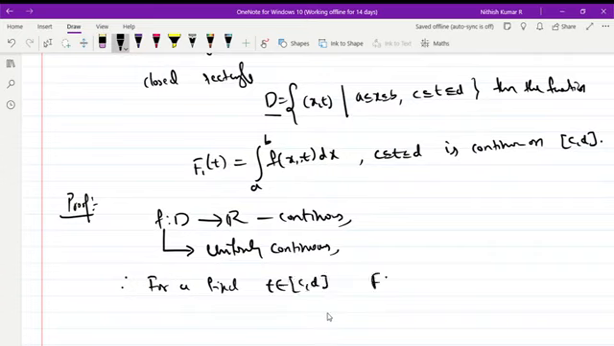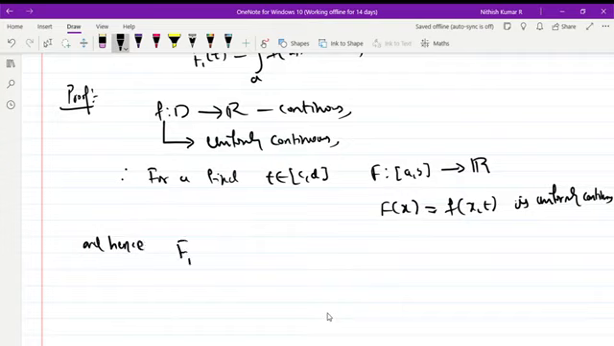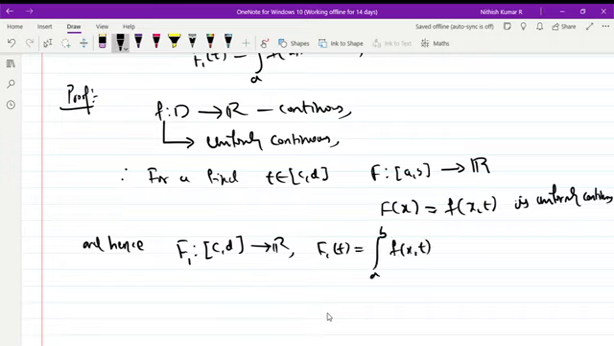Therefore, for a fixed t belonging to the closed interval [c, d], the map capital F from the closed interval [a, b] to R defined by F(x) = f(x, t) is uniformly continuous, and hence f1, defined from the closed interval [c, d] to R by f1(t) = integral from a to b of f(x, t) dx for all t in [c, d], is well defined. This we have already seen previously.